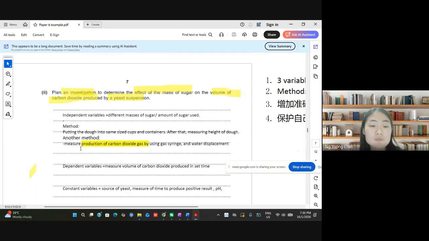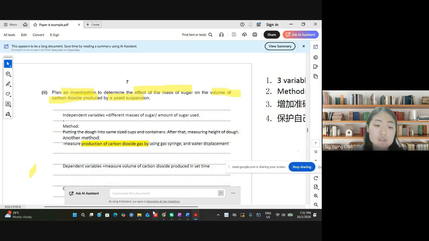And then the method is what? You need to design your own method. Putting the dough into the same size cup or container, then after that, measure the height of dough. You measure the height of dough because you want to measure the responding variable. Or you can use another kind of method, which is to measure the production of carbon dioxide gas.